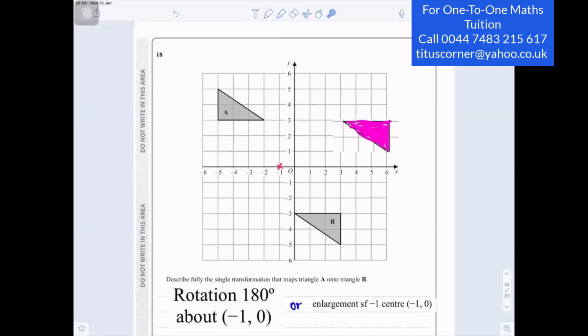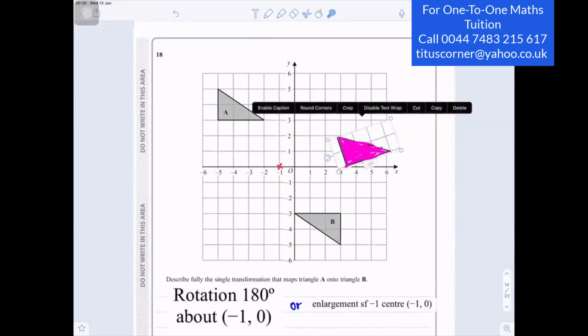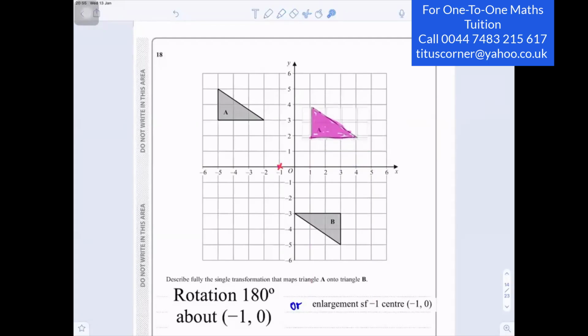Question number 18. Describe fully the single transformation that maps triangle A onto triangle B. So we start at triangle A, we end at triangle B. How did we get to move from triangle A to B? What did we do? If we look at this animation, see if that may help. If I make this pink so that you can see it, it sits there at A.